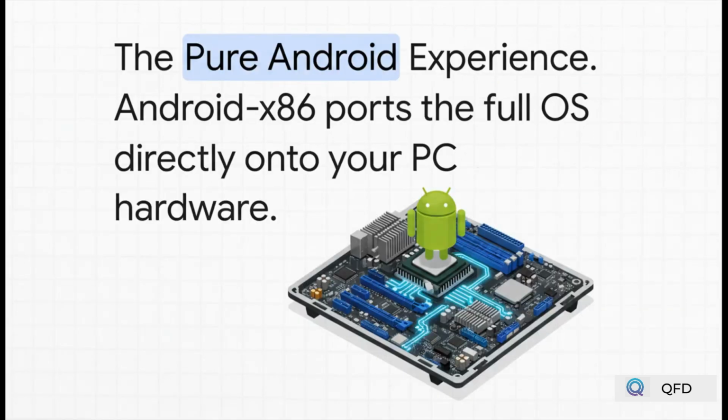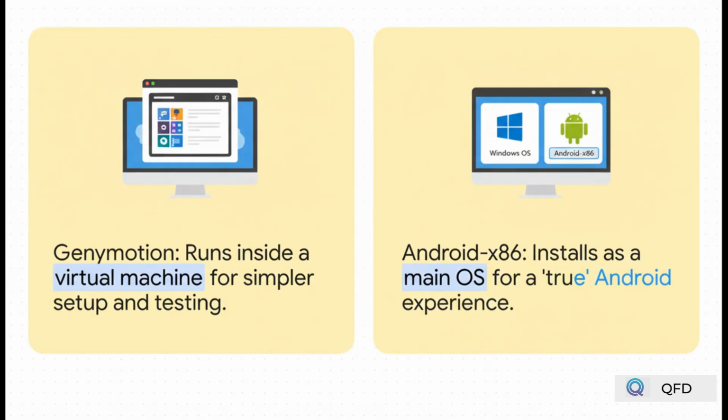Want to go even deeper? Android x86 puts the full OS right onto your PC's hardware. So here's the choice. Run it inside an app or install it like a main OS.